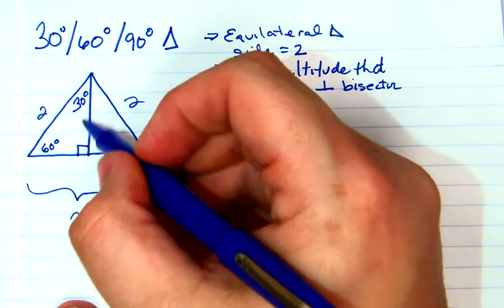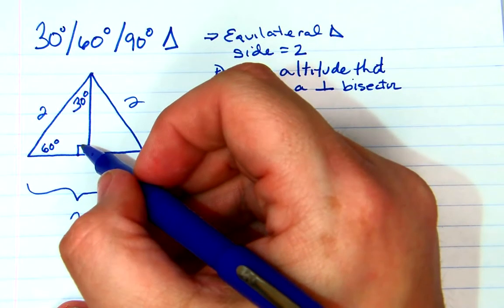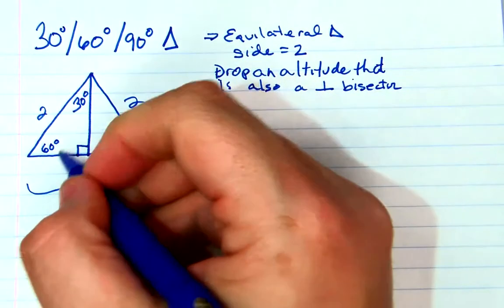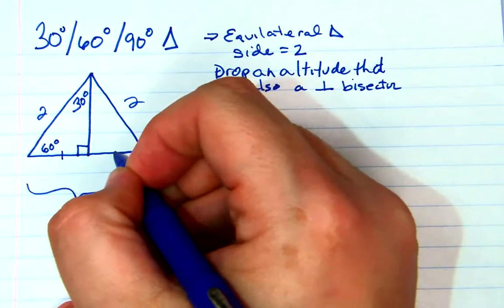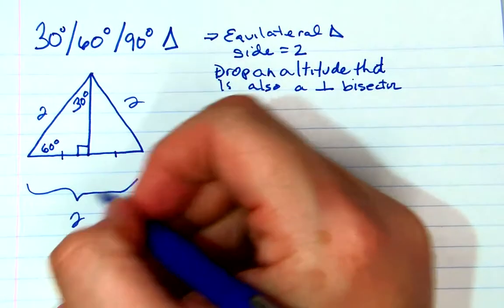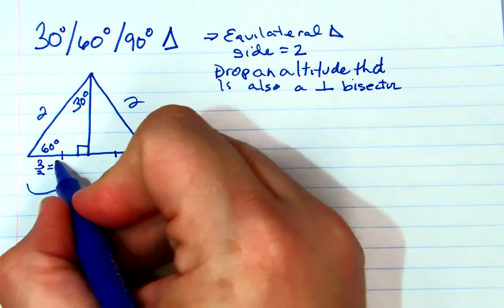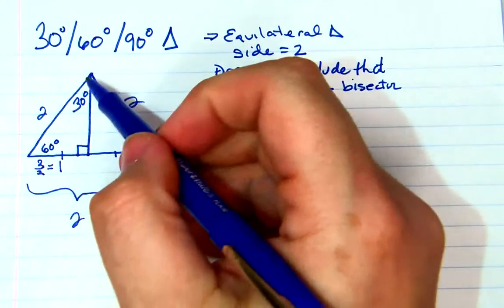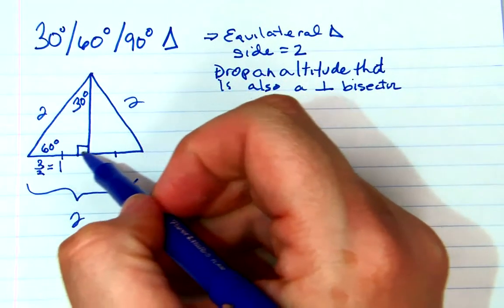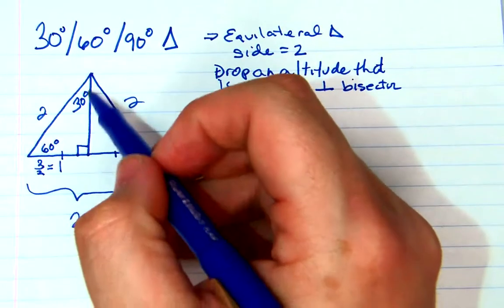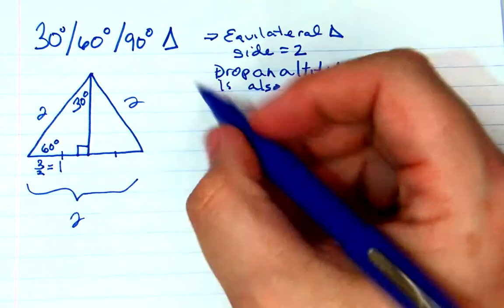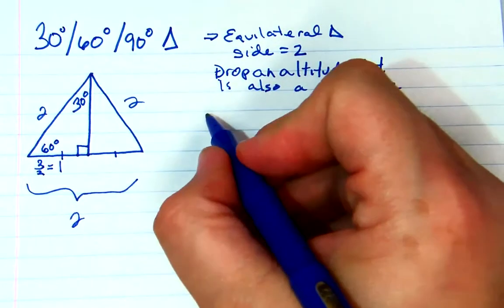Now, since this altitude is also a perpendicular bisector, it's going to bisect this side into two equal parts. If the entire thing is 2, this would be 2 divided by 2, which is equal to 1. So now, the longest side is 2, the shortest side is 1, and I have to find out what the actual height is. The Pythagorean theorem.